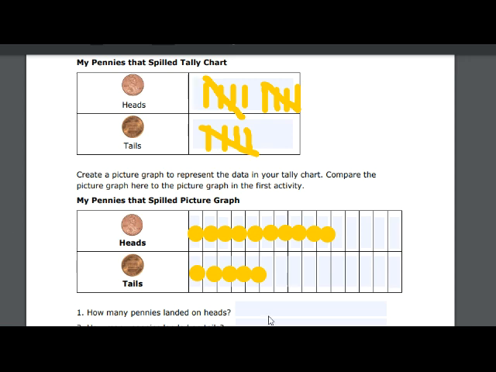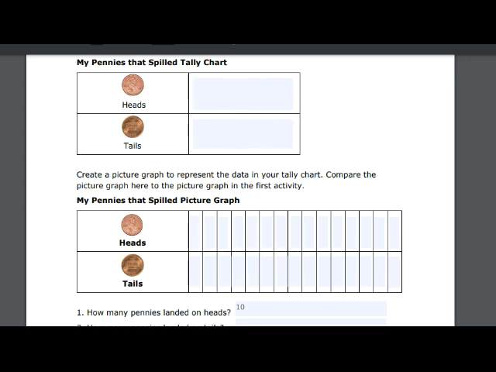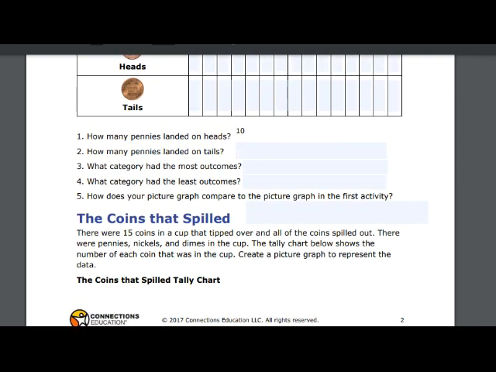Now I just need to answer a couple questions. Number 1 says, how many pennies landed on heads? So you're going to write the number of pennies that landed on heads when you spilled yours out. When I spilled mine out, 10 landed on heads, so I'm going to put 10 right there. All right, the next one says, how many pennies landed on tails? For mine, 5 pennies landed on tails.